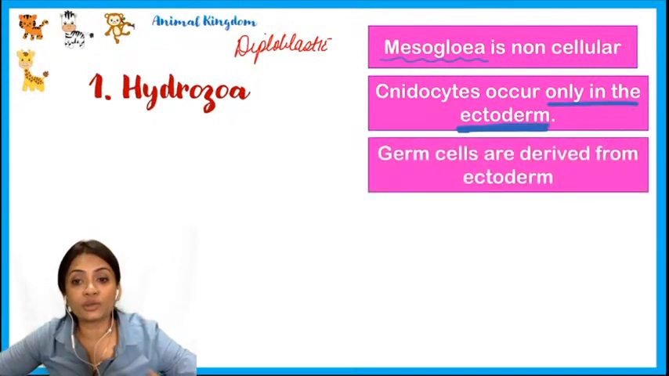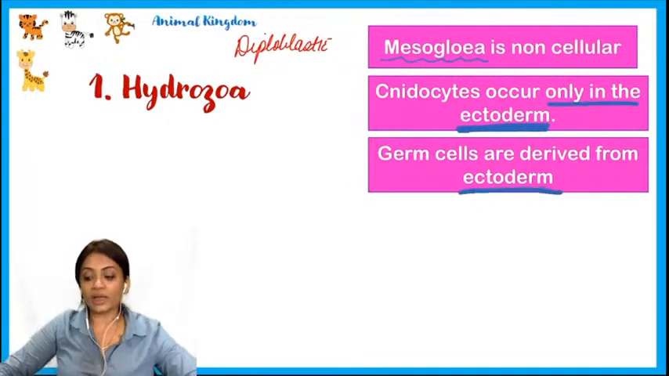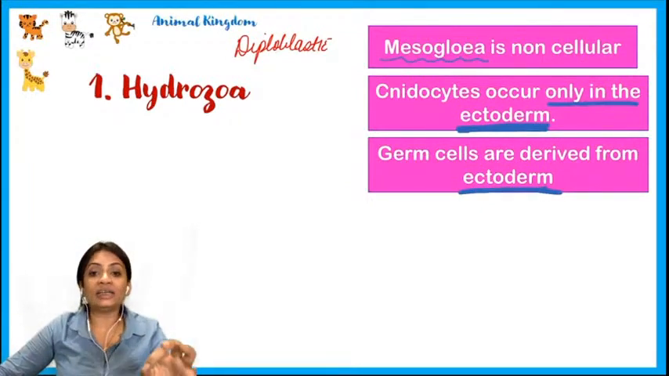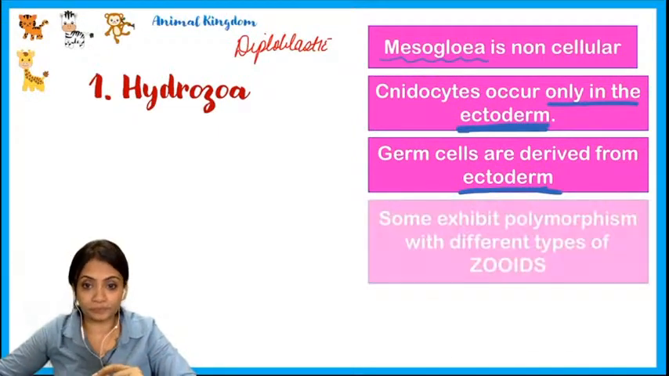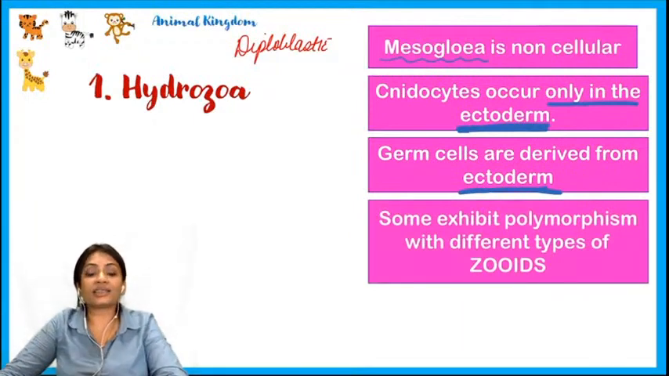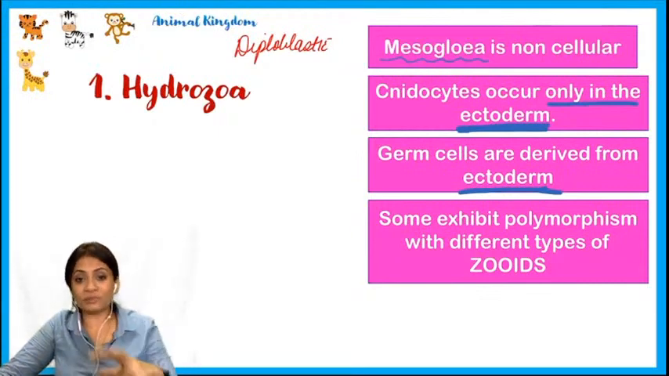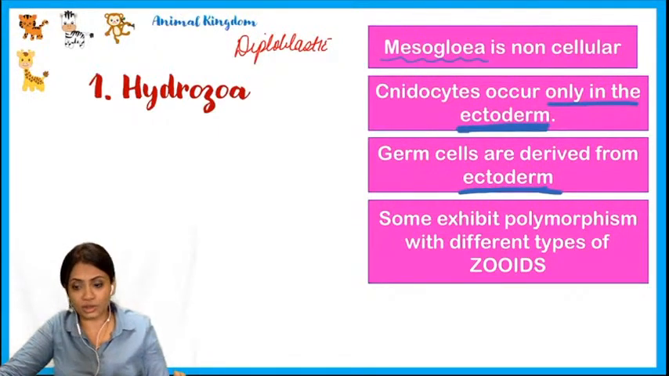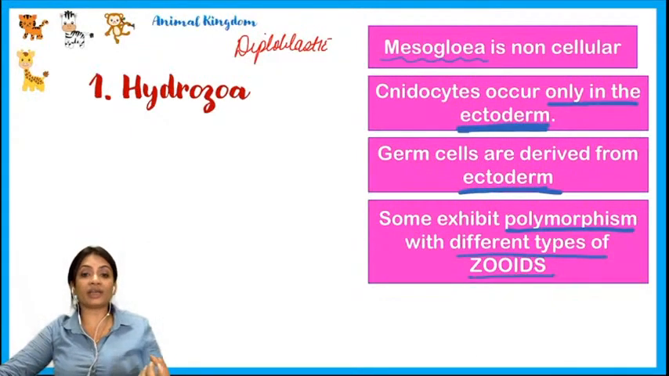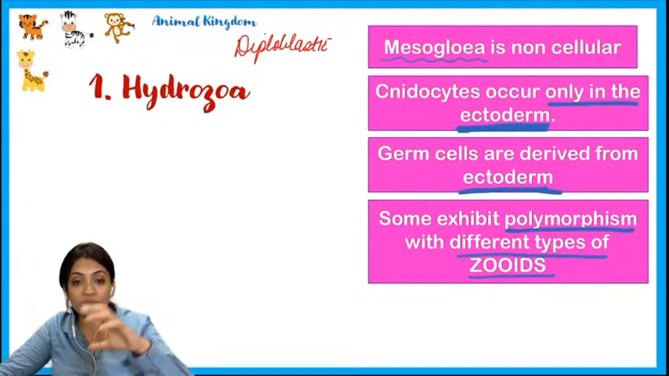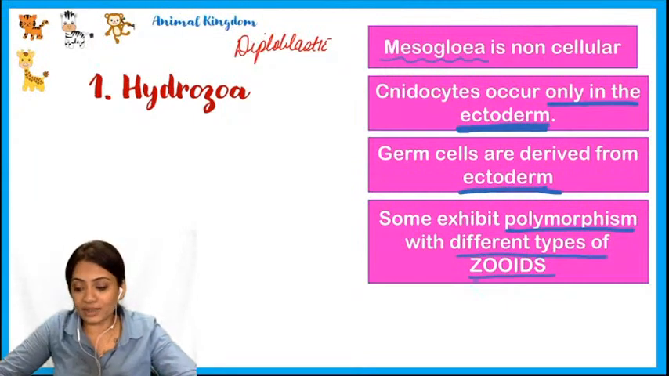Second, we see germ cells. These germ cells are derived from the ectoderm too. So in Hydrozoa, cnidocytes are in the ectoderm, and germ cells are also derived from the ectoderm. Then some of these animals belonging to this class exhibit polymorphism, which means they show different types of structures, different types of zooids. Anatomically we see different types of structures, and that's why they are called zooids.